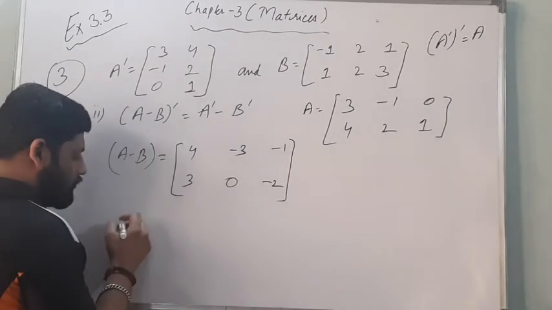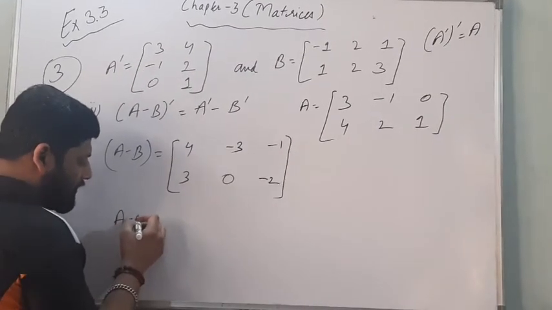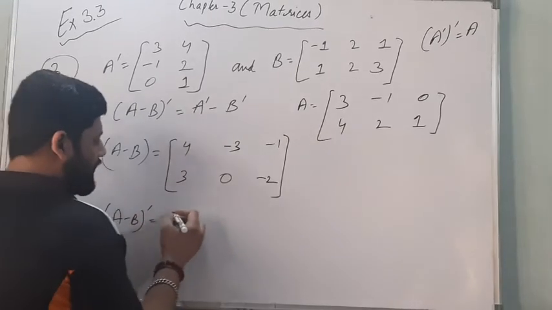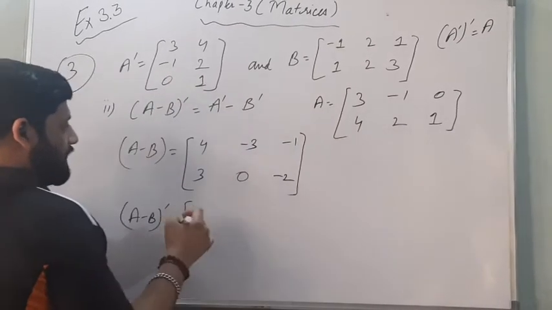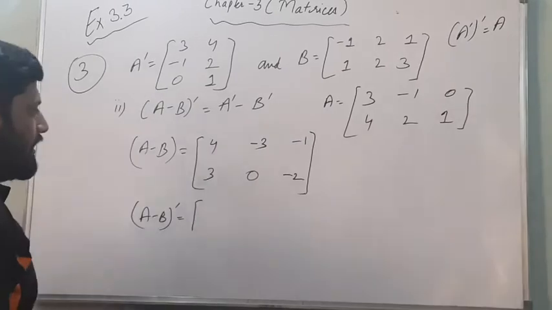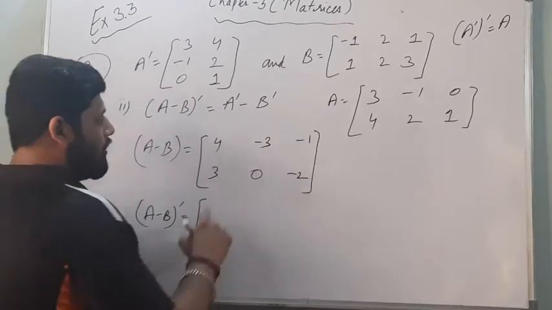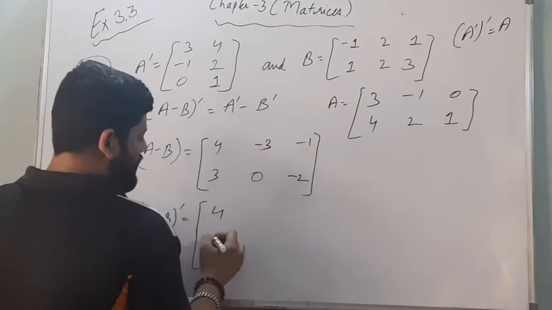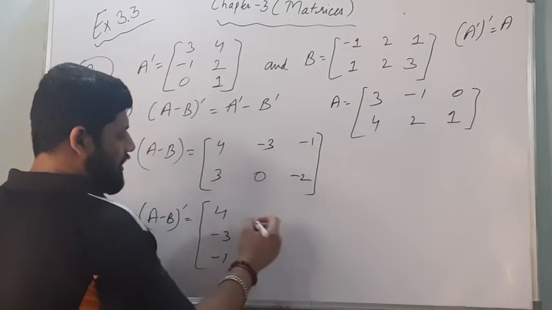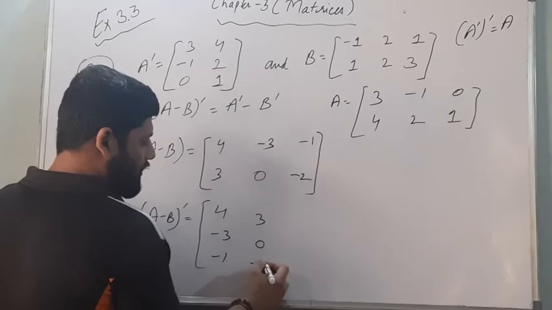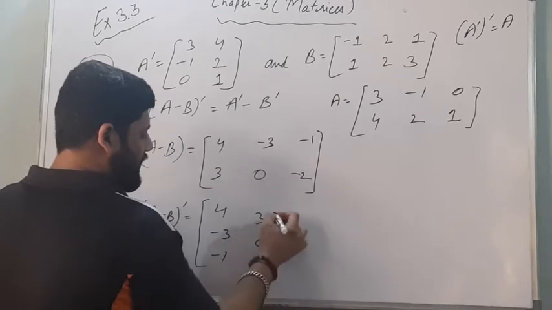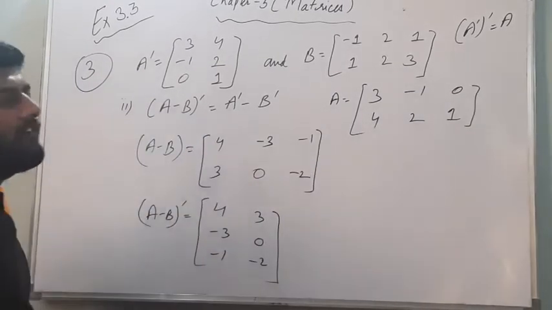So now what we have to find, we have to find the transpose of this matrix. Now we have to find the transpose of this matrix as well, so let's find the transpose. Rows will become columns, we will convert row to the column. So 4, -3 and -1 will become 3, 0, -2. So the one side, the LHS, we have already got that.